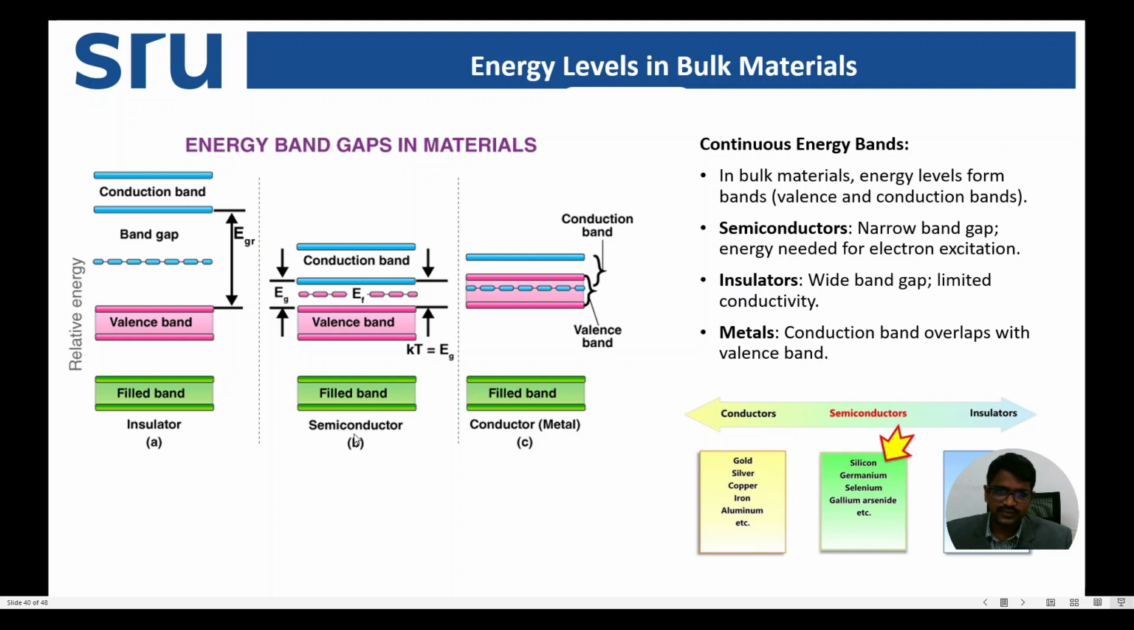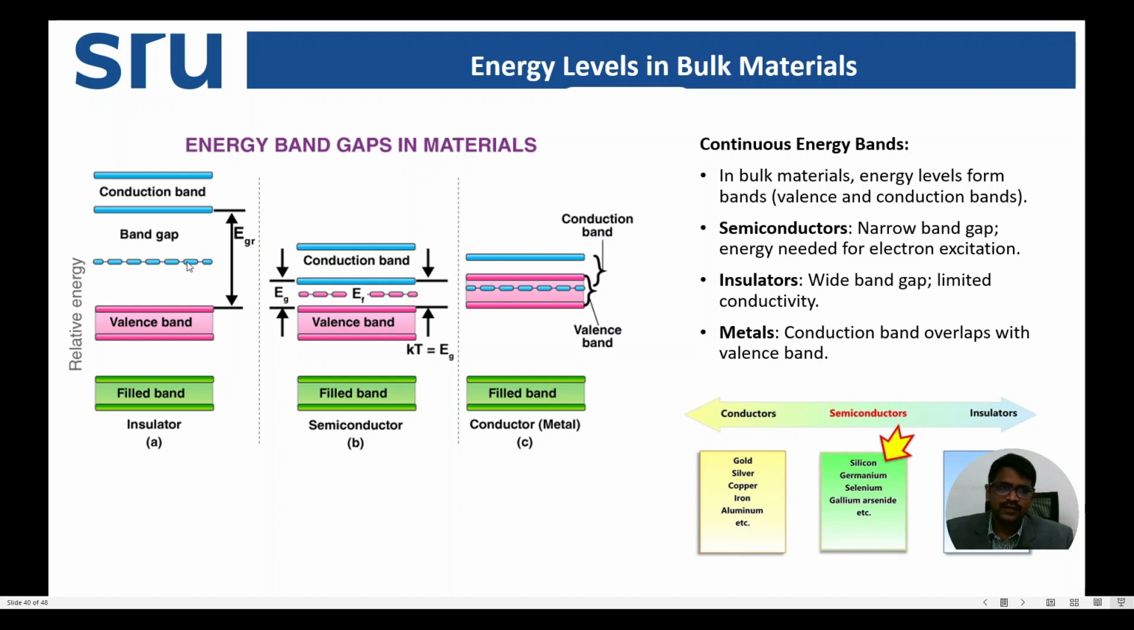If you consider semiconductors, what are the best examples? Silicon, germanium, selenium, gallium arsenide. These are all examples for semiconductors. Likewise for insulators, you can see here glass, rubber, oil, plastic, diamond. These are all insulators. These are all bad conductors of electricity. Conductors are good conductors of electricity.